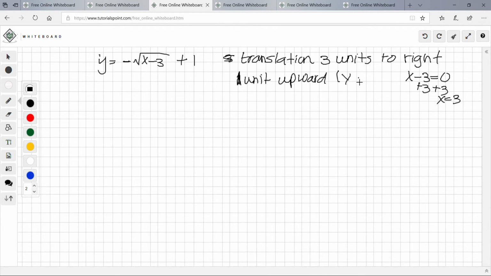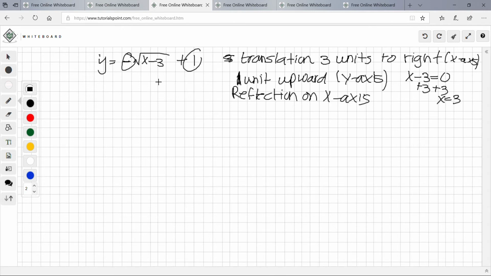So this is what's called a vertical shift. Yeah, not a horizontal. Vertical shift of 1 unit. So we're going to move 1 unit upwards on the y-axis, and then we're going to move 3 units to the right on the x-axis. And then this negative means we're going to have a reflection on the x-axis. So I think I could just do it all at once for this graph because this one's not too hard.